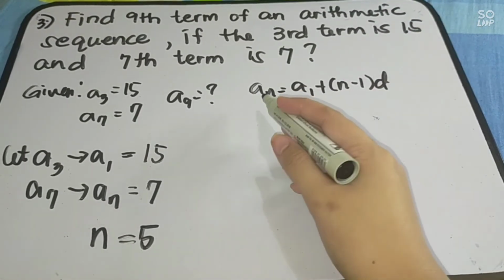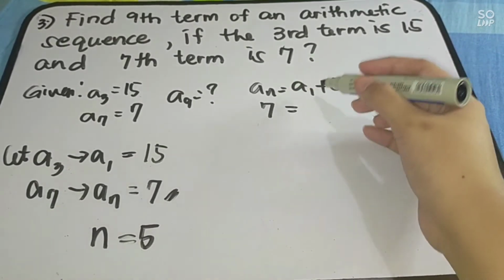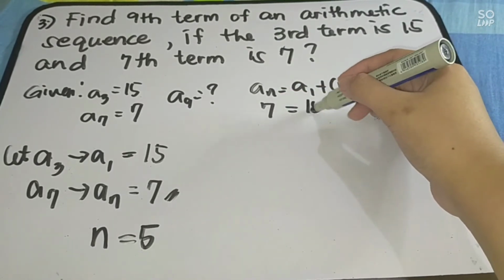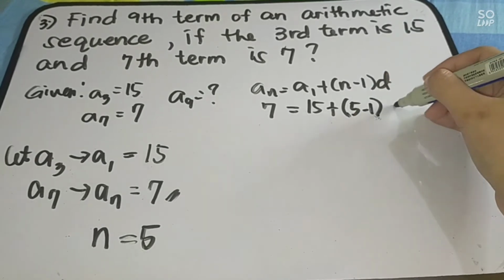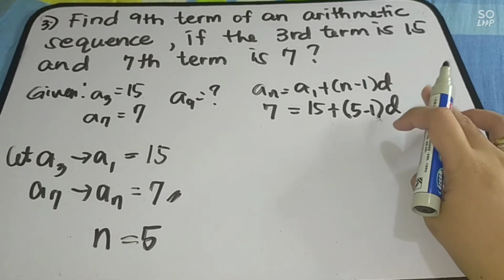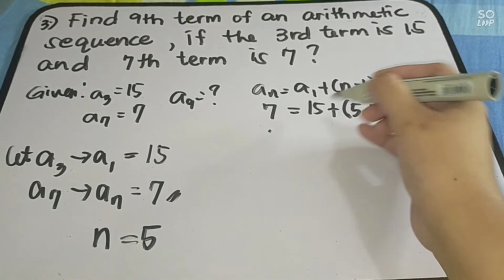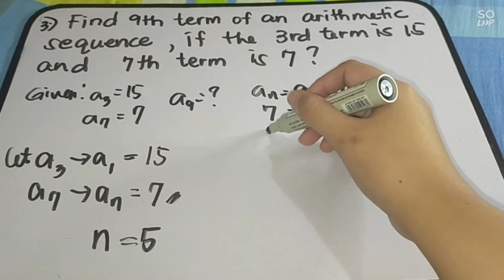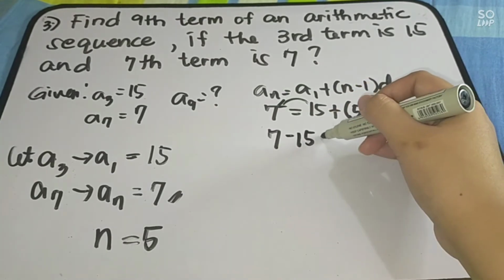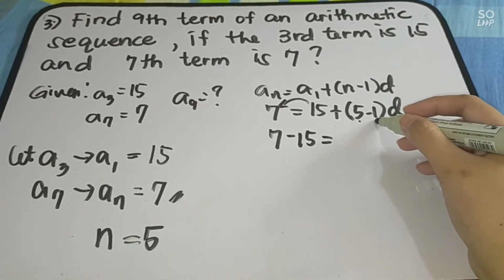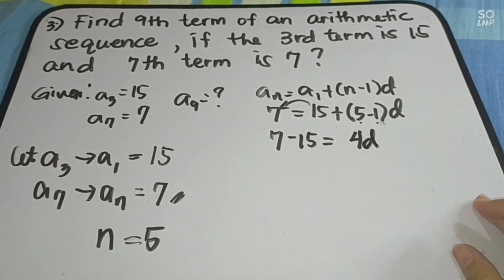So, your last term, which is 7, just substitute, is equal to your first term, it becomes 15, plus quantity, your n, we have here 5, minus 1, then the common difference. Kailangan natin makuha to para makuha natin si 9th term. So, we have here, okay, just simplify. 7. Si 15, transpose mo na, magiging negative 15 na dito. Is equal to 5 minus 1, the answer is 4. Multiply by d, we have 4d. Yun na.